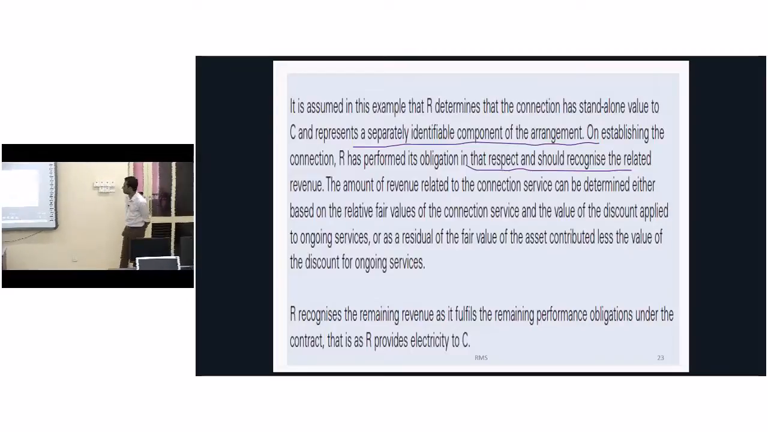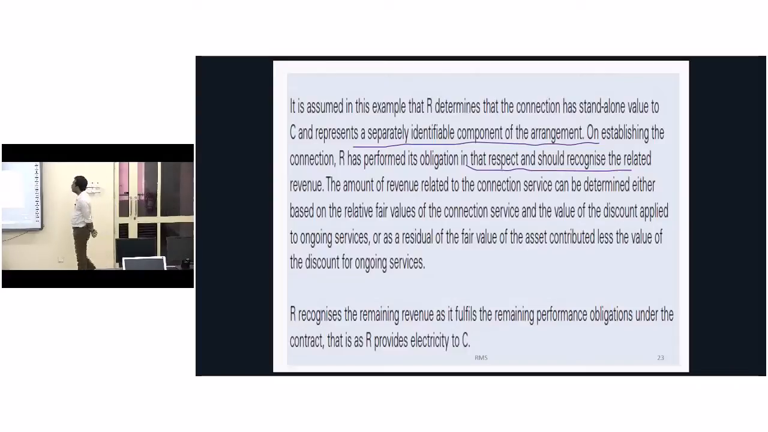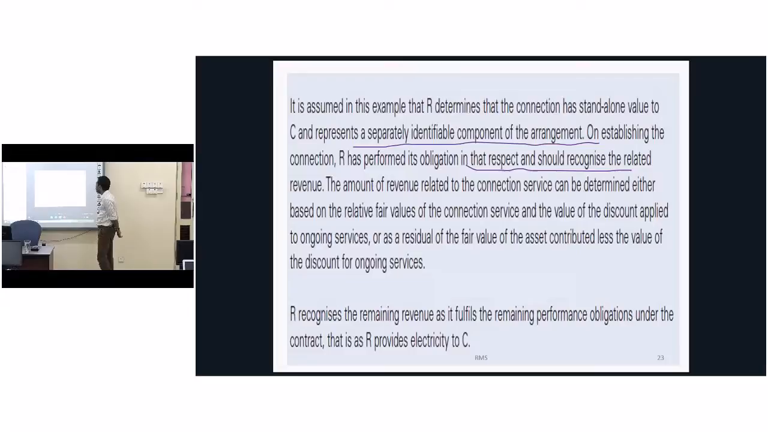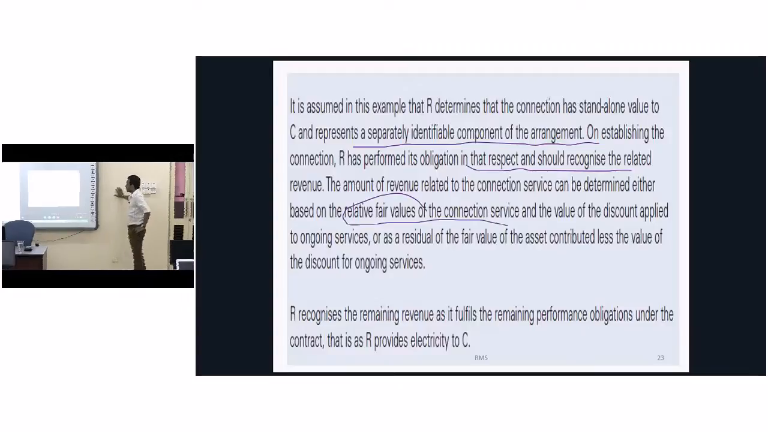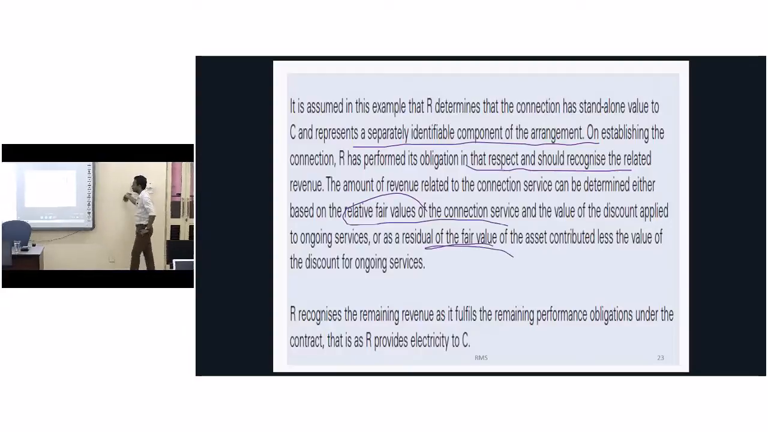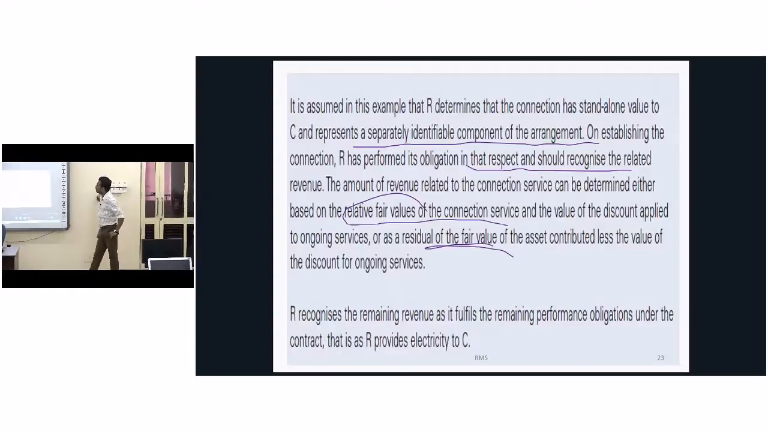Yes, how? We'll see. The amount of revenue related to the connection service can be determined either based on the relative fair values of the connection service, and the value of discount applied to ongoing service, or as a residual of the fair value of the asset contributed less the value of the discount on ongoing service. Relative fair values, we will learn how to do this. Still I think it's not clear, but we'll see with figures, then only you can clarify it.